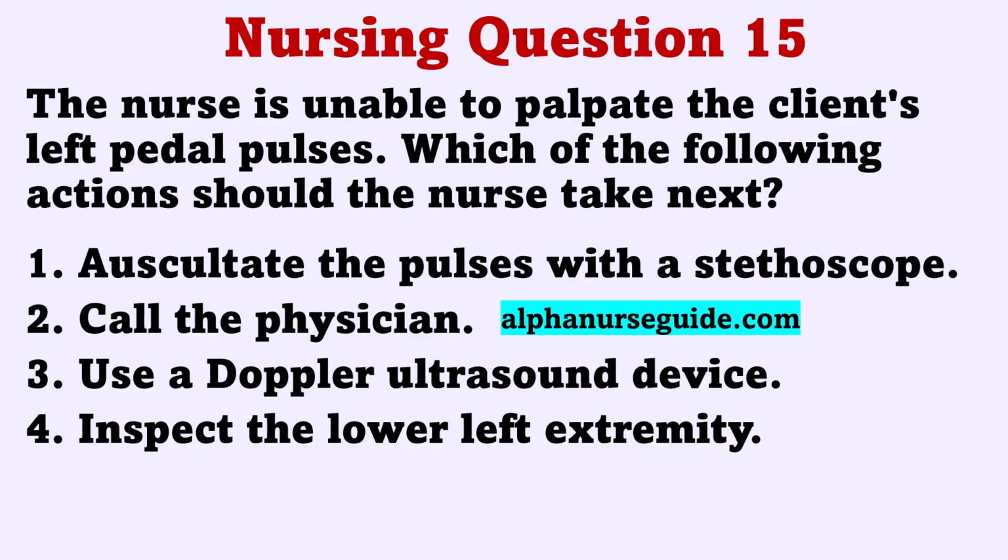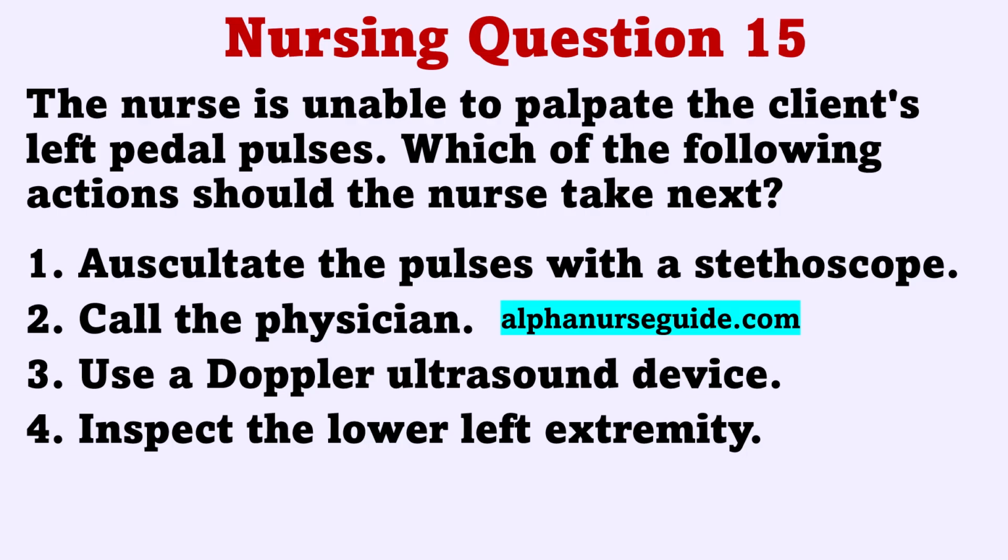The nurse is unable to palpate the client's left pedal pulses. Which of the following actions should the nurse take next? 1. Auscultate the pulses with a stethoscope. 2. Call the physician. 3. Use a Doppler ultrasound device. 4. Inspect the lower left extremity. The correct answer is 3. Use a Doppler ultrasound device.